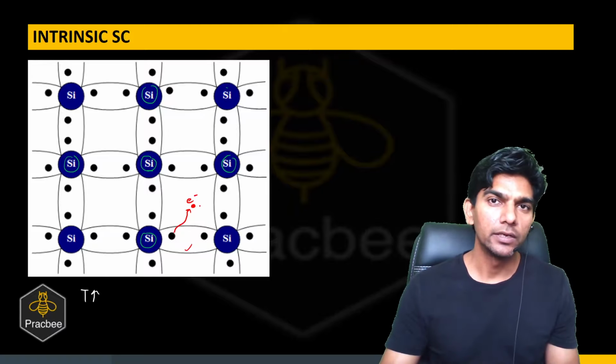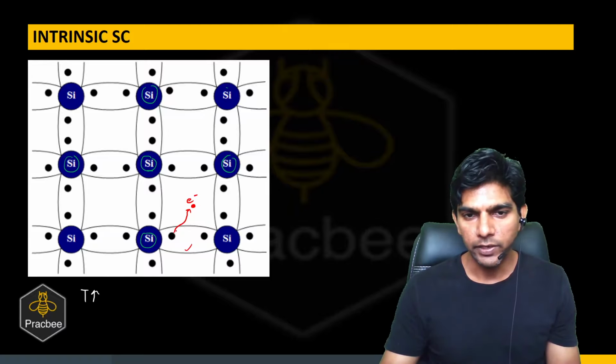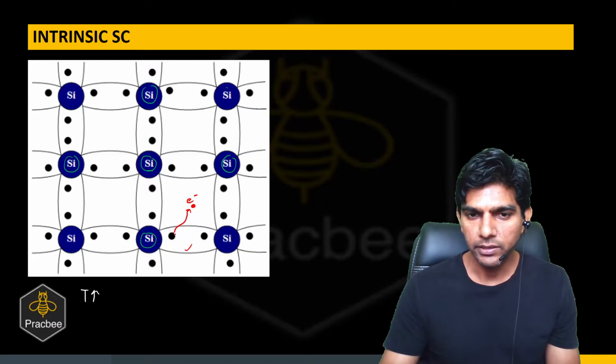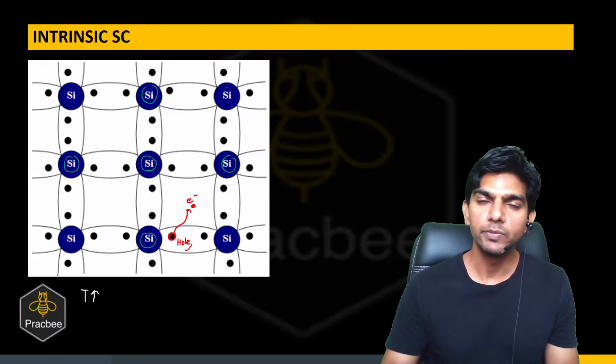Now this electron will move to the conduction band. And when the bond breaks, there is another thing happening. There is a vacancy created, right? So here we have a hole. A hole is being created.